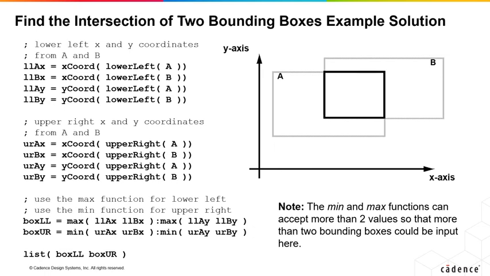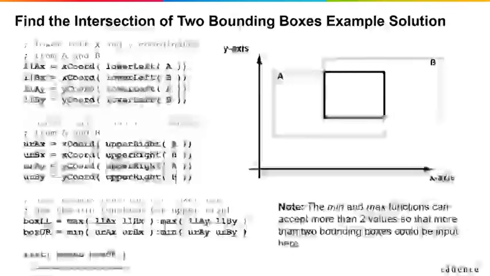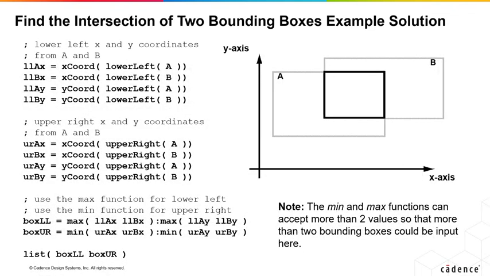For the lower left corner, we call the max function. So it'll return to us the greater of the two values that we pass in. So we get the maximum x and y coordinates for the lower left. And then for the upper right box UR, we get the minimum or the smallest values for both x and y. And that becomes our resulting intersection box. And you can see that here we create that intersection box in the last line of code by passing it the lower left corner and the upper right to the list function.